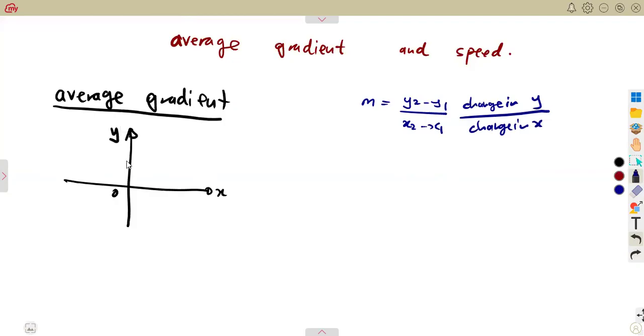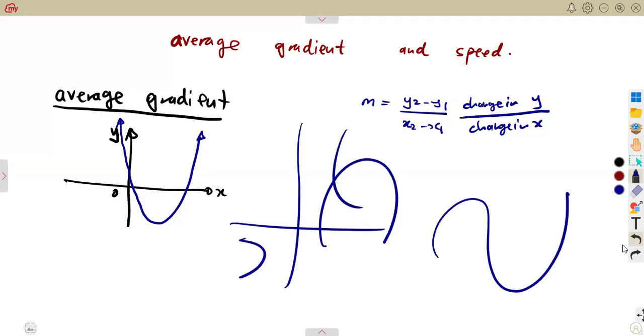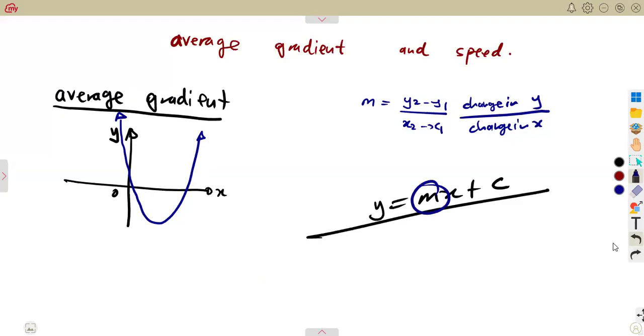Let's say we've got a parabola of this nature. The concept of a parabola or any other function that you're given, a cubic function or an inverse function, is that it is not a straight line. So the gradient is not the same as on a straight line. On a straight line, the gradient is the same. That's why we take it even from the equation y is equal to mx plus c. M is the gradient. We are not going to have a condition at this point.